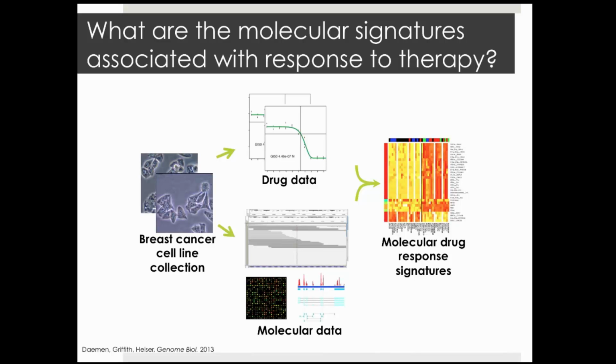That's schematized here, where the concept is to take this collection of breast cancer cell lines and use all of the baseline molecular profiling data, shown schematically on the lower portion of the slide. As well, we have a collection of drug response data. We then use various machine learning and statistical approaches to identify relationships between the drug response data and the molecular data, to identify signatures of response.